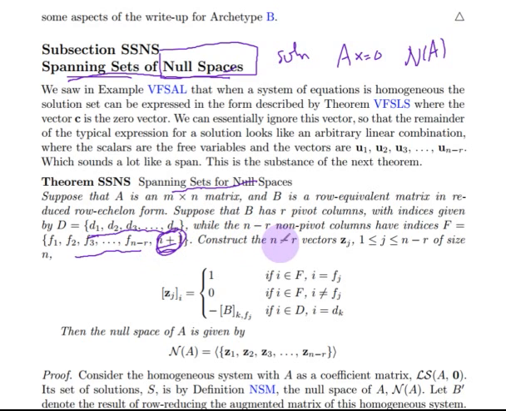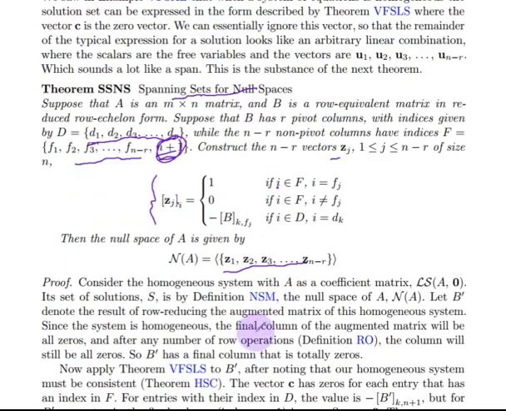Okay, and we construct the n minus r vector z in this way, and I'll say a little bit more about that later. Then the null space of A is given by the span of these vectors. So what's going on here? Let me go back to this theorem here.